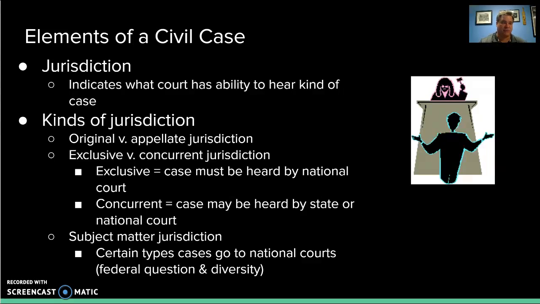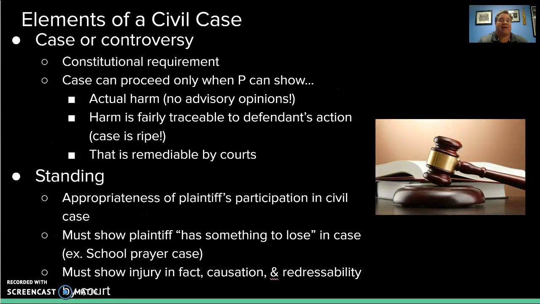Jurisdiction, the exclusive versus concurrent, is relatively straightforward. There's some twists and turns that we'll expand on. Subject matter jurisdiction is another kind of jurisdiction. Certain kinds of cases must go to the national courts. Federal questions. Is this a federal law that is being considered, or diversity? What we just talked about, a case between citizens of two different states, for example, can result in it being removed. Now, there has to be a case or controversy at hand.